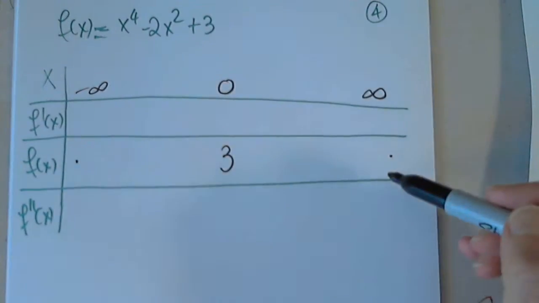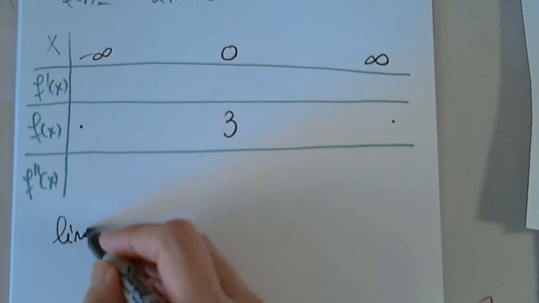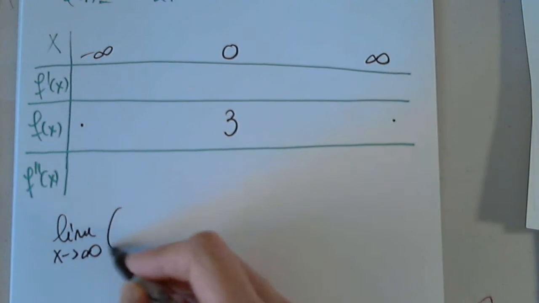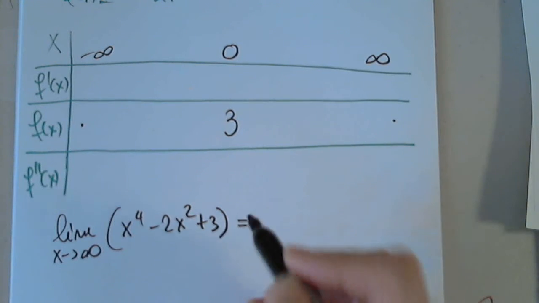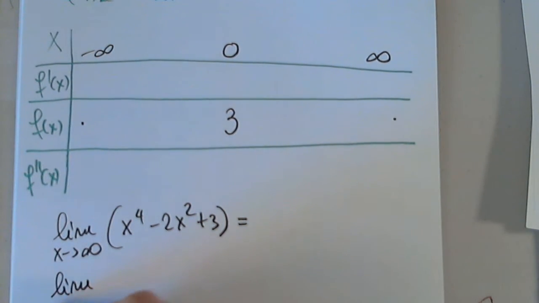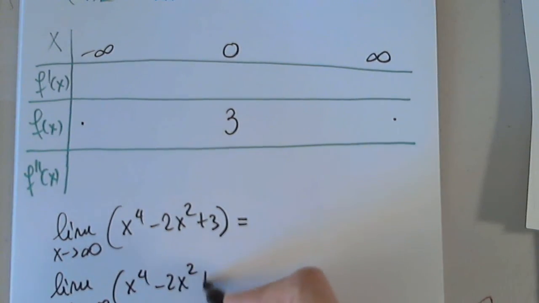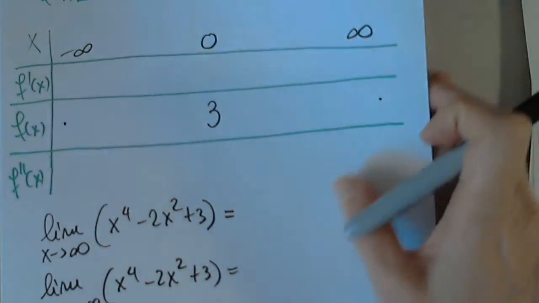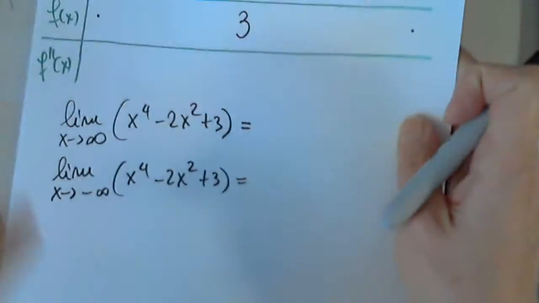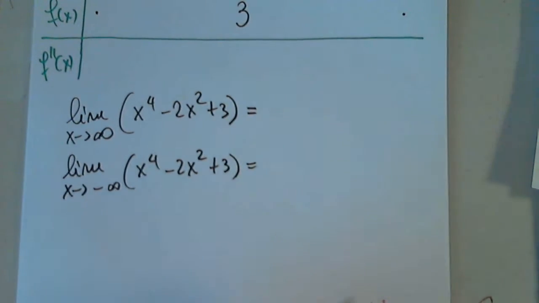Okay, the end behavior, very easy. Limit as x approaches infinity of x to the fourth minus 2x squared plus 3. And then limit as x approaches negative infinity of x to the fourth minus 2x squared plus 3. Can anyone give us these 2 limits?